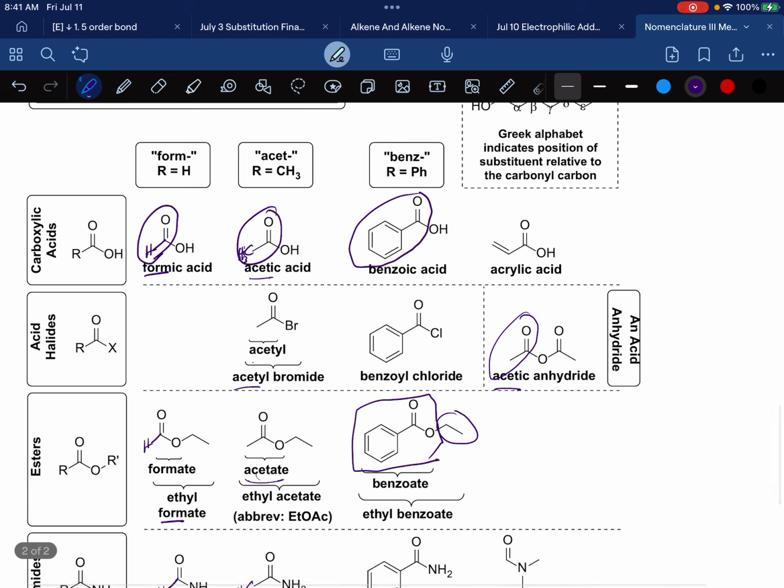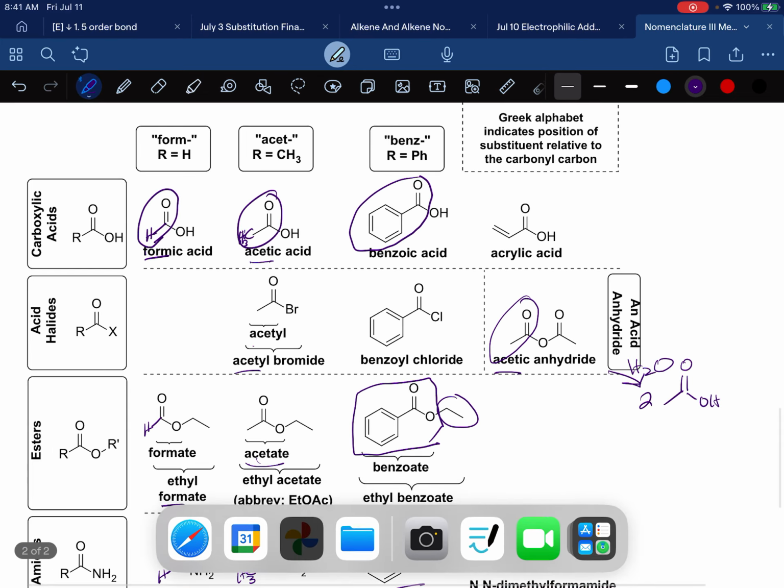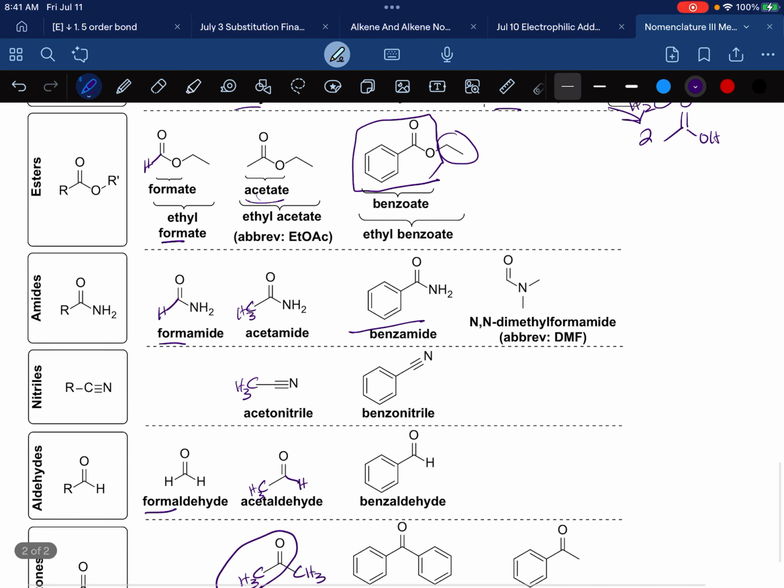The acid anhydride is where, if you put water in here, basically, these are very reactive, and you would end up with two equivalents of the carboxylic acid. So you can sort of imagine the reverse reaction is we're losing a water molecule and going to the acid anhydride.